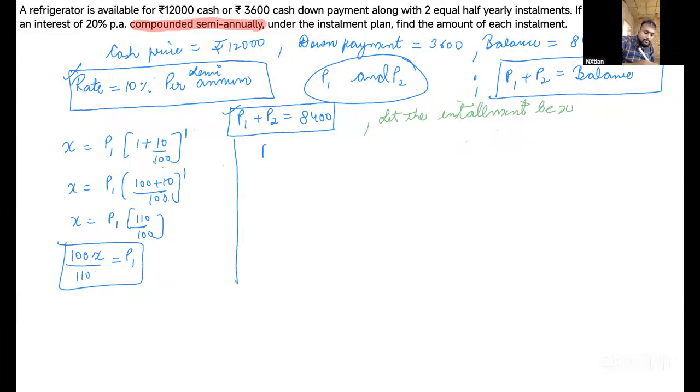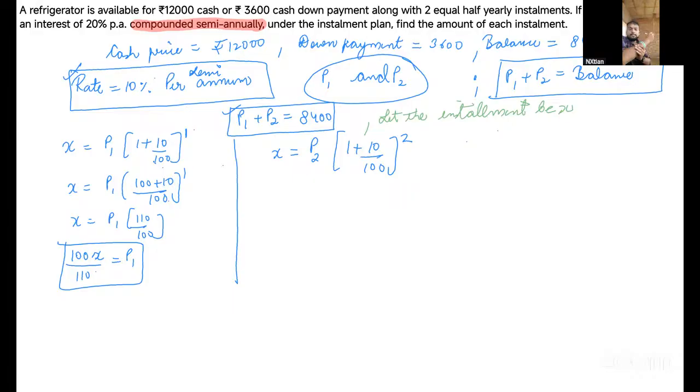Now what is the value for P2? The same will be there, but the difference is the power becomes 2. Simple as that, because two equal installments are there. For the first installment, the power becomes 1. For the second installment, the power becomes 2. For example, if 3 installments are there, then for the first principal the power is 1, for the second principal the power is 2, and for the third principal the power is 3. Simple as that. Did you understand? Yes or no?